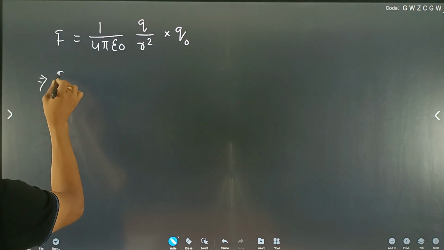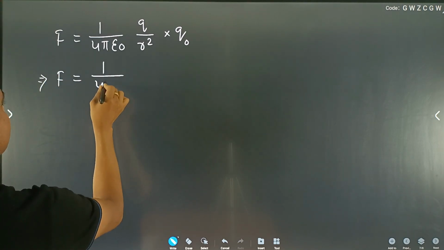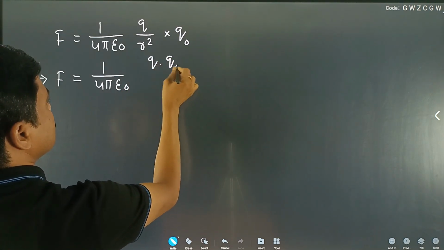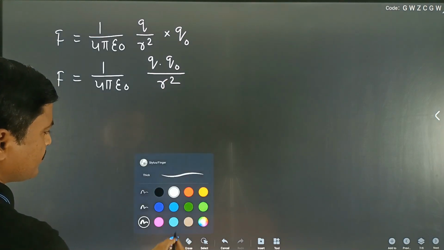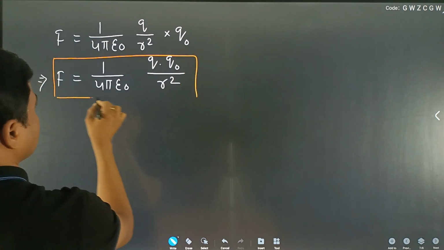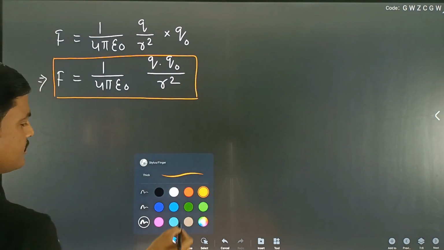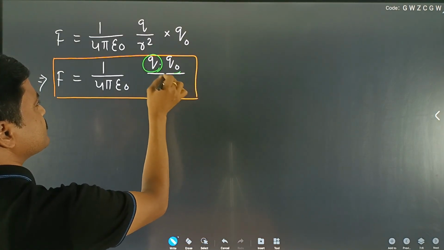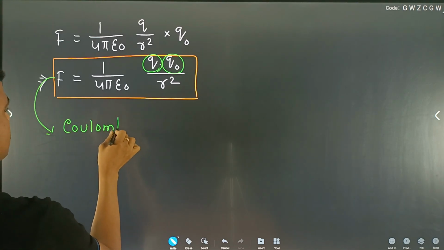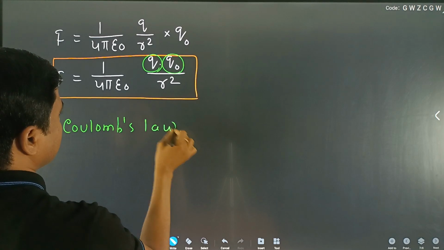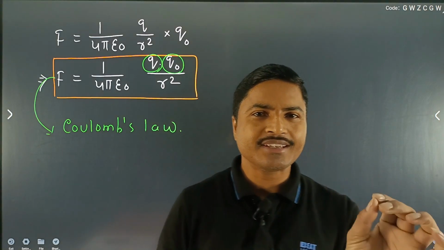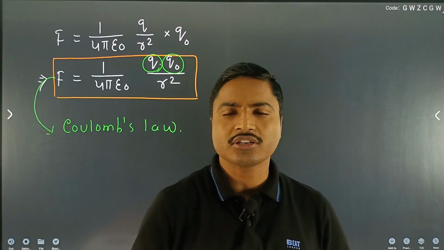That implies F is equal to 1 divided by 4 pi epsilon 0 Q Q0 divided by r squared, and this is the Coulomb force. This is the expression of Coulomb force between two charges. This one is the first charge and this one is the second charge. This is Coulomb's law, and this is all about the derivation of Coulomb's law from Gauss law.